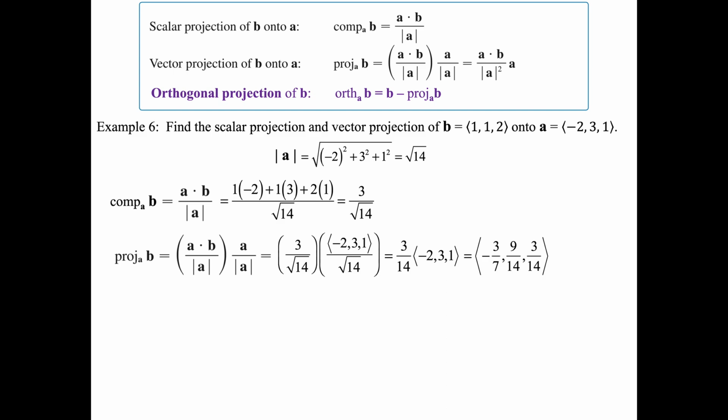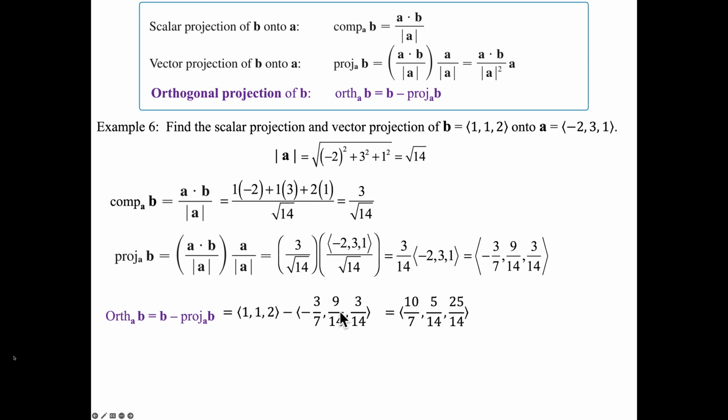Now, if we're asked to find the orthogonal projection, then we take vector B, 1, 1, 2, and we subtract this answer from it. We're going to need some common denominators here. So 1 minus a negative, that's going to be a plus 3, 7. So 7 over 7 plus 3 over 7 will be 10 over 7. 1 minus 9 over 14: 14 over 14 minus 9 over 14 is 5 over 14. 2 would be 28 over 14 minus 3 over 14 gives me 25 over 14. That would be the purple vector's component form.